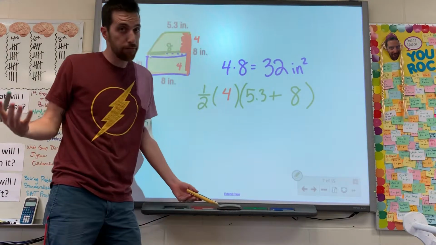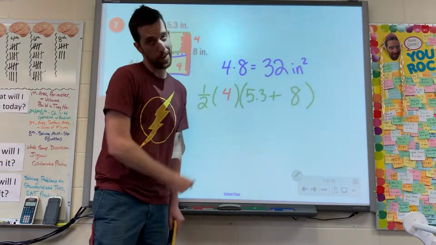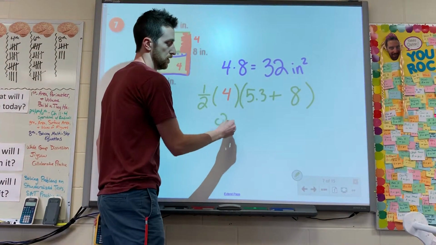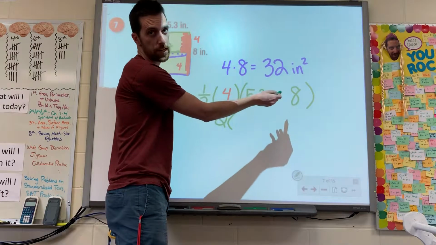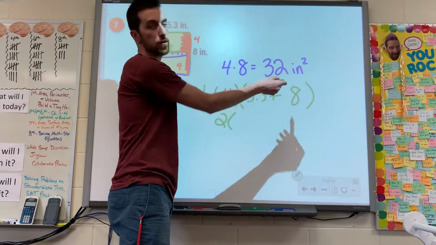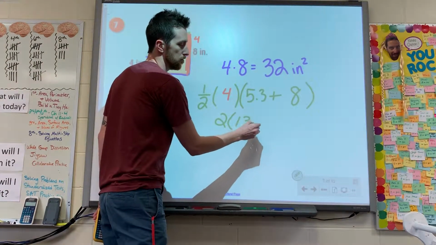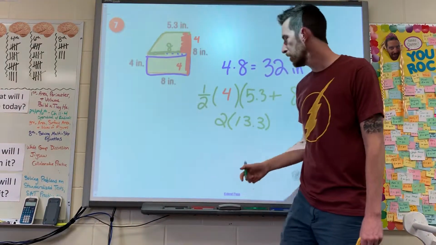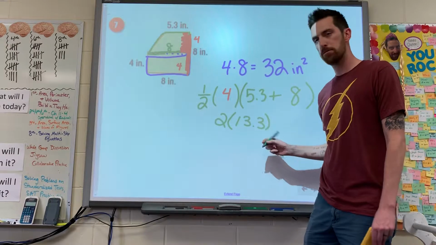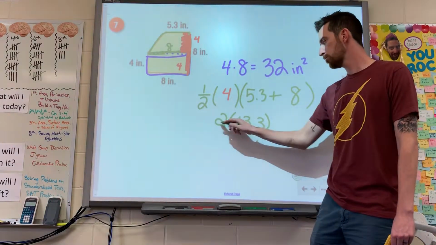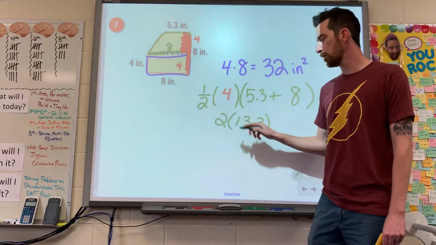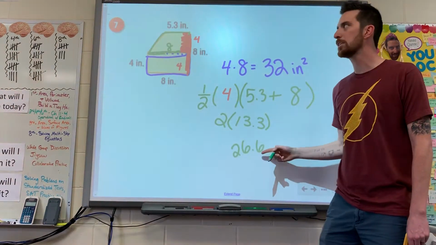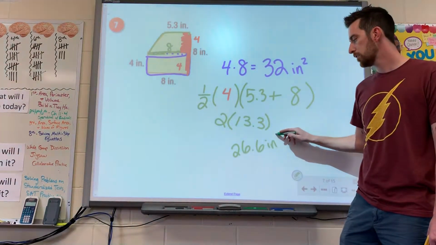Remember, we could just take half of one of them. I know what half of 4 is. Not to brag, it's 2. 5 plus 8 is 13, so 5.3 plus 8 would be 13.3. 2 times 13.3. 2 times 3 is 6. 2 times 1 is 2. So the trapezoid on top would be 26.6 inches squared.